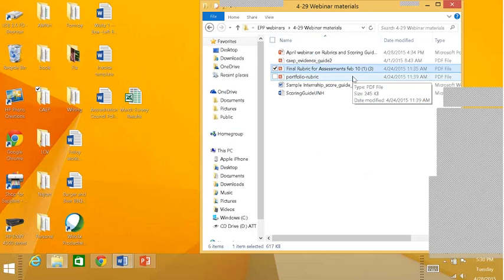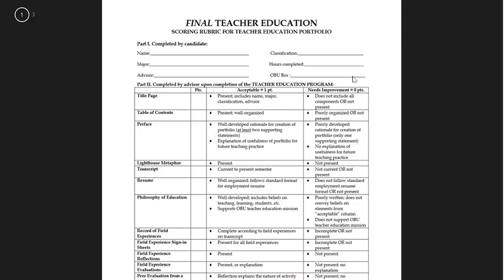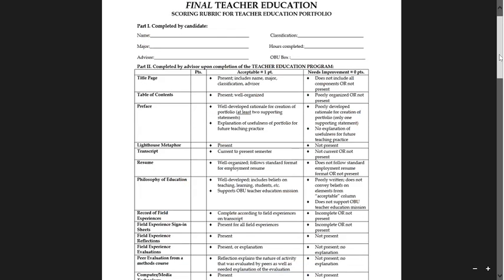So I want to share with you right now an instrument I got off the web that is a scoring rubric for a teacher ed portfolio. And this one, I do not know what institution this is from. I do know it's in Oklahoma because it says that later on, but I do not know what particular institution or EPP is using this. And even if it's current or not, I have no idea.